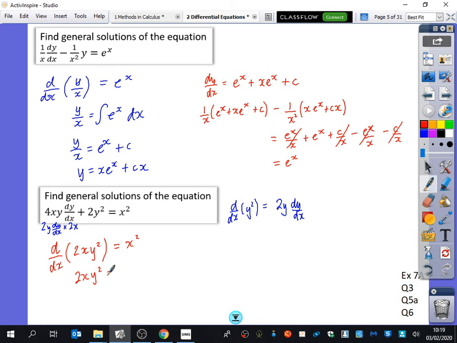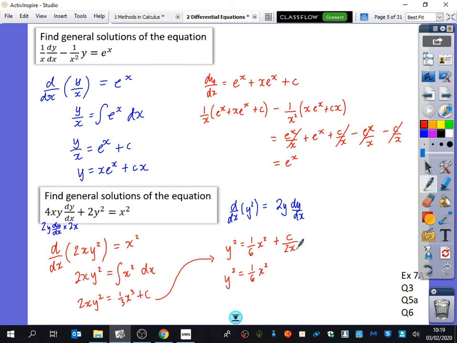So then we get 2xy squared equals the integral of x squared dx. So you get 2xy squared equals a third x cubed plus c. Divide everything by 2x if we want to. So y squared equals a sixth x squared, plus c over 2x.